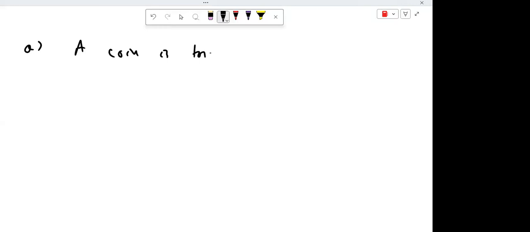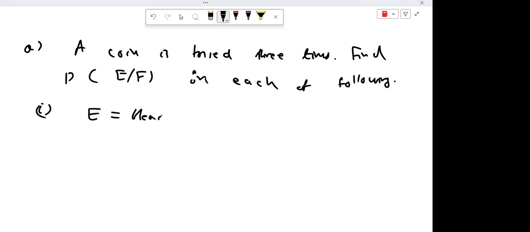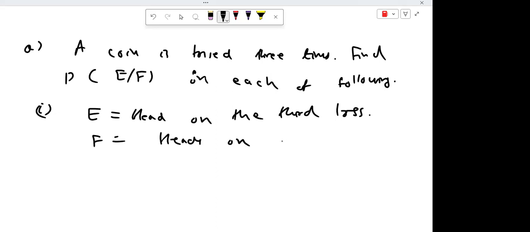A coin is tossed 3 times. Find probability of E given F in each of the following. E is head on the third toss, F is heads on first two tosses.